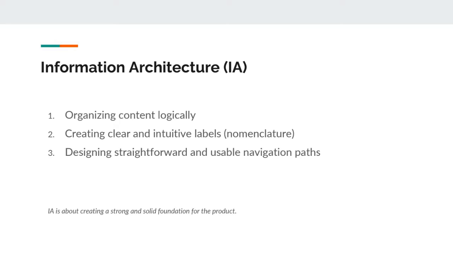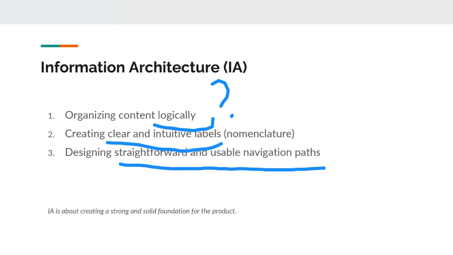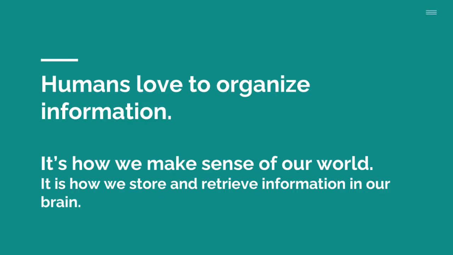So what is IA? It's organizing content. So we're talking about organizing logically, but what is logically, right? So knowing the user will help. Creating clear and intuitive labels, designing straightforward, usable navigation paths. And then interaction as well. We love to organize content. We organize content all the time. This is how we make sense of our world. We actually save information in our brain in little drawers. Okay. So if you have done psychology, do we have anybody who's done psychology?